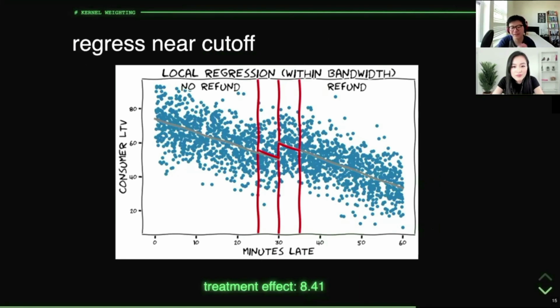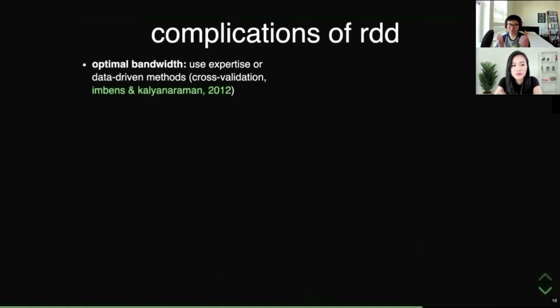The first one is, how should we choose the bandwidth? Here, I arbitrarily set it to 5 minutes and only considered orders that arrived between 25 and 35 minutes late. But you may ask, why 5 minutes, not 7 minutes or 2 minutes? If the bandwidth is too wide, then we may include untreated and treated units that are not similar. If the bandwidth is too narrow, then we may not have many units that we can compare.